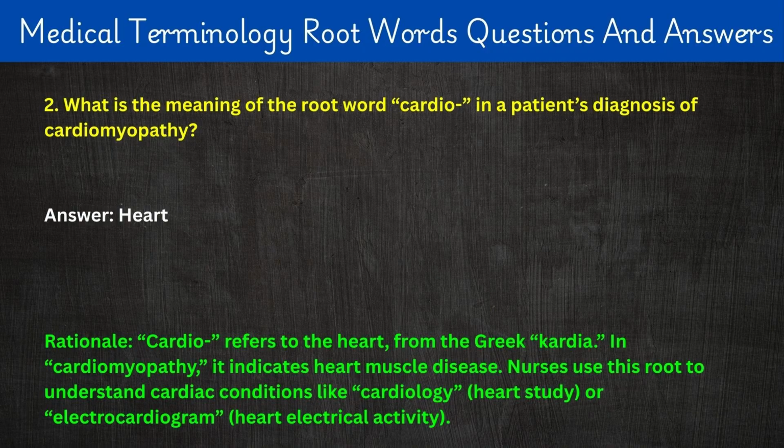2. What is the meaning of the root word cardio- in a patient's diagnosis of cardiomyopathy? Answer: heart. Rationale: Cardio- refers to the heart, from the Greek cardia. In cardiomyopathy, it indicates heart muscle disease. Nurses use this root to understand cardiac conditions like cardiology, heart study, or electrocardiogram, heart electrical activity.